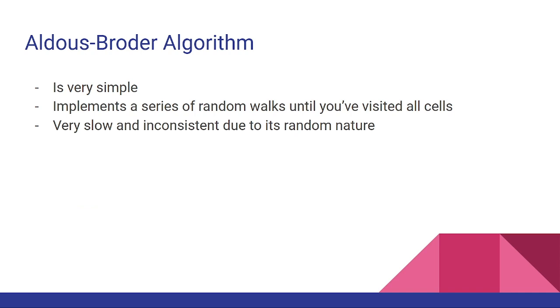This is the Aldous-Broder algorithm. It's a very simple implementation of a maze generation algorithm. It implements a series of random walks until we have visited every single cell in the grid. We'll go over the implementation in the next slide. However, of note, this is a very slow and inconsistent algorithm due to its random nature, and it has a lot of problems in terms of efficiency.